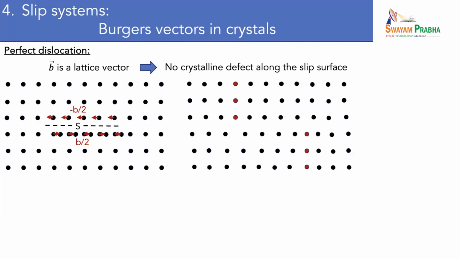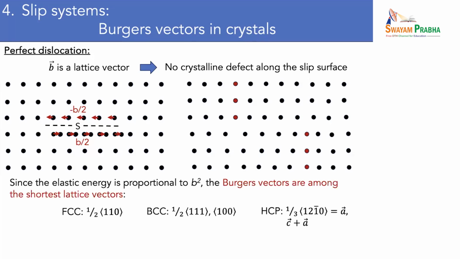So it means that in FCC, the most common Burgers vector is half 110. BCC, HCP. Now you have some other vectors. No, it's here, sorry. So this is the most common. In BCC, you have the half 111. You also have the 100 sometimes. And in HCP, you have the A vector here, but you also have the C plus A dislocations.